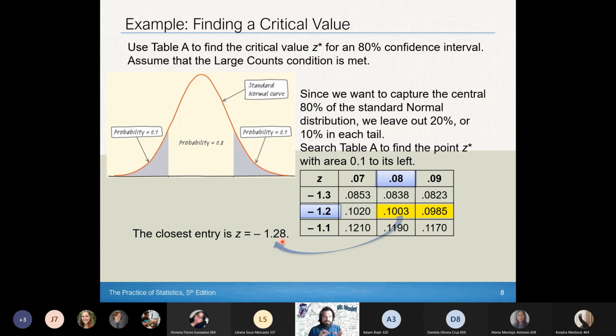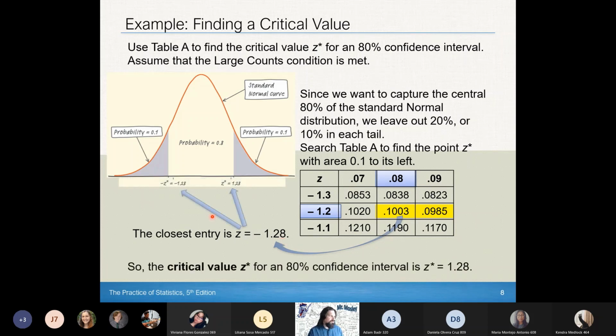We combine these two parts. So our critical value z star for an 80% confidence interval is 1.28. Notice again, it's a positive number. And we say negative z star equals negative 1.28, or just z star is 1.28. So that is the critical value for an 80% confidence interval.